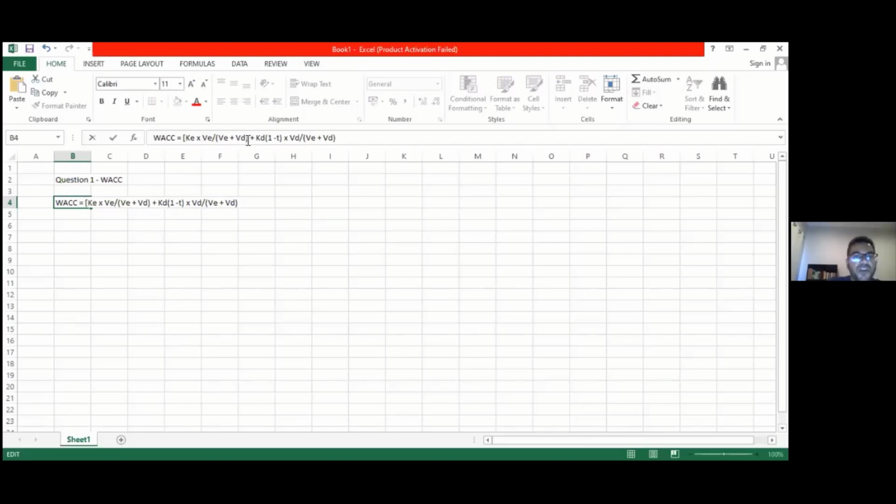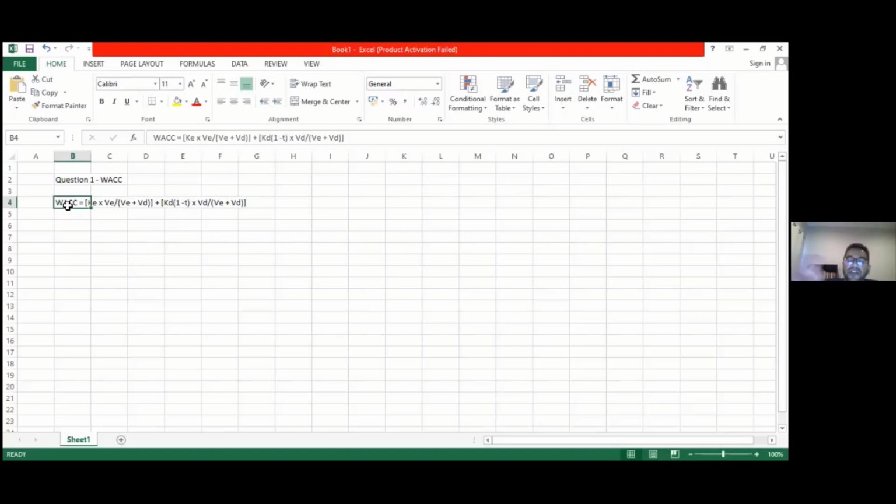So the first thing you want to do is write down the WACC formula. But before we go on to the next thing, let me break down this formula for you. Remember, what do we need? We need three things: the components of capital, the market rate, and the weighting. In the formula, the market rate is the cost of equity and the cost of debt.